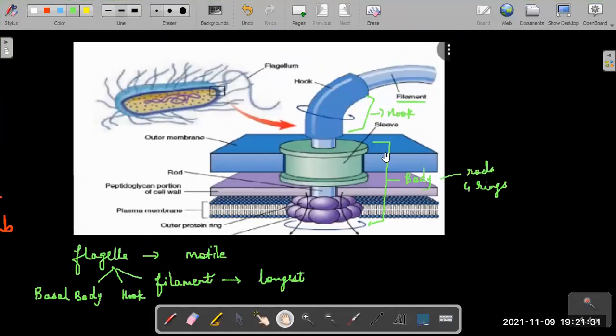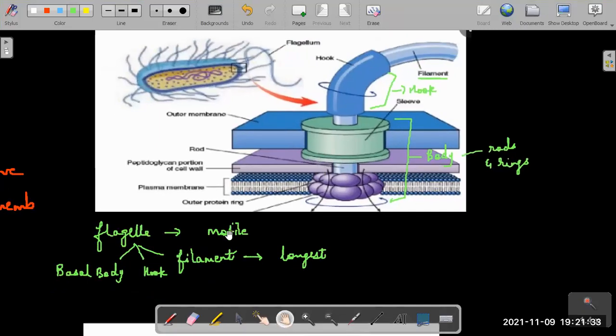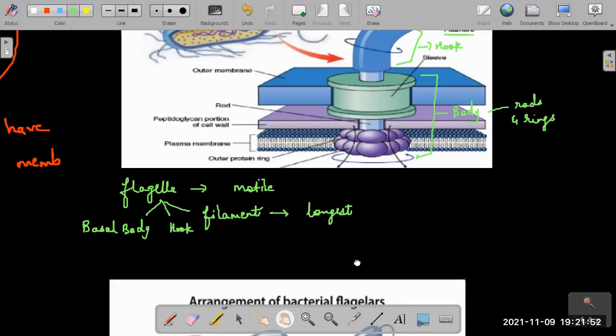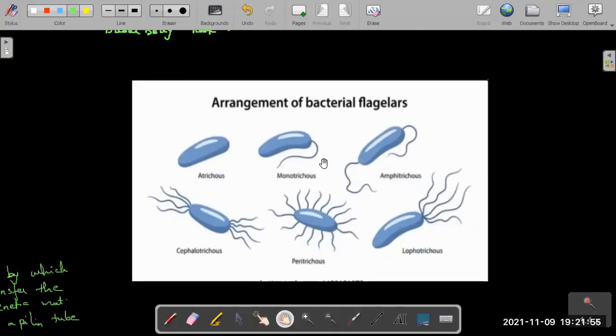So as I said, the entire flagella of a bacteria, based on which we say that the bacteria is motile or non-motile, helps in movement. They have three parts: filament, hook, and the body. The body is embedded in the outer membrane, peptidoglycan, and the plasma membrane. They're made up of rods and rings. Into the hook is attached the filament. Now, based on how many flagella a bacteria has, we have a classification.